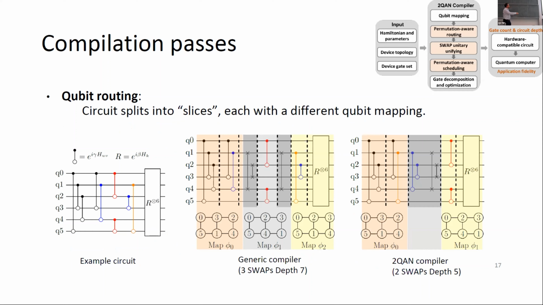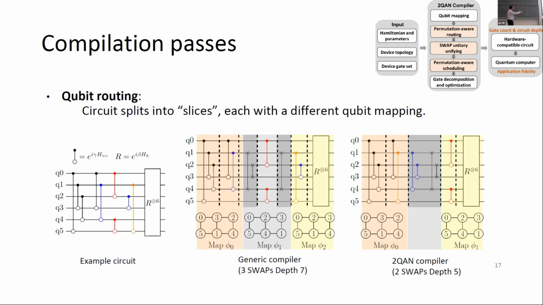So here's a little example. For this particular circuit on the left, a generic compiler which needs to preserve the ordering of the gates would come up with something like the middle, and you see there are 3 separate mappings that it has decided upon.